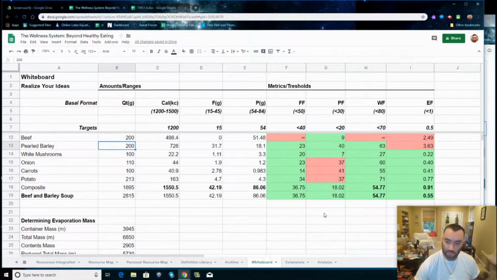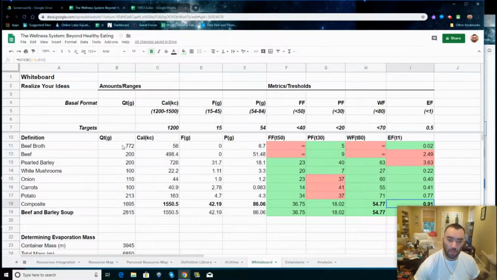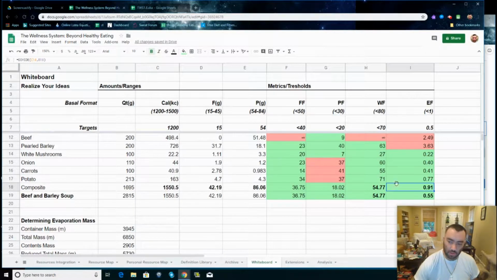So as you can see, when we did that, the EF jumped way up to 0.9, which is almost at threshold. And the reason it did that is because we lost water, and that causes the EF to go up, which is not good. So what we're going to do is change this here. All right. So this is an accurate reflection of what's in the pot after we cook.